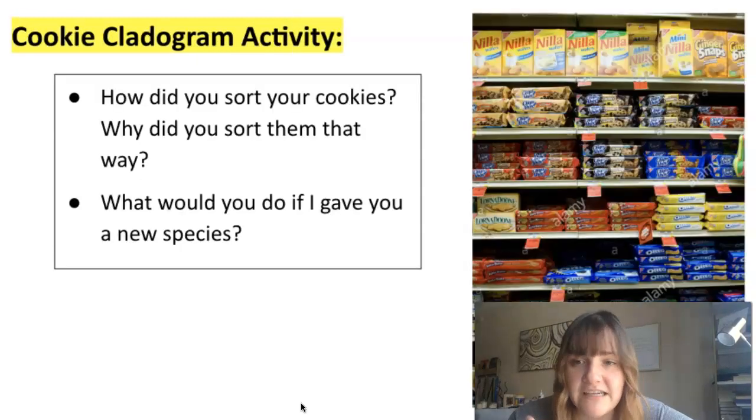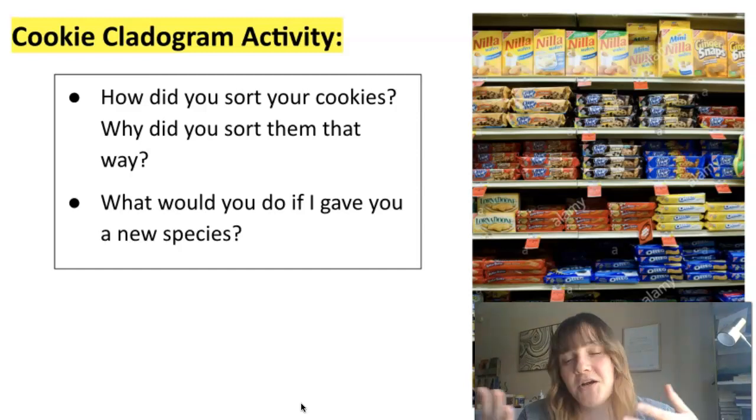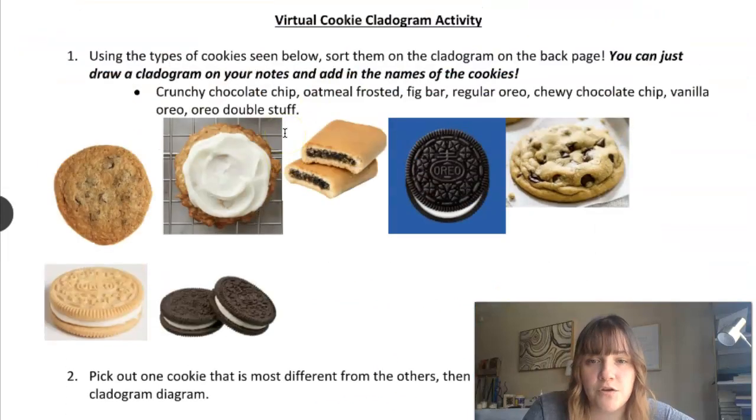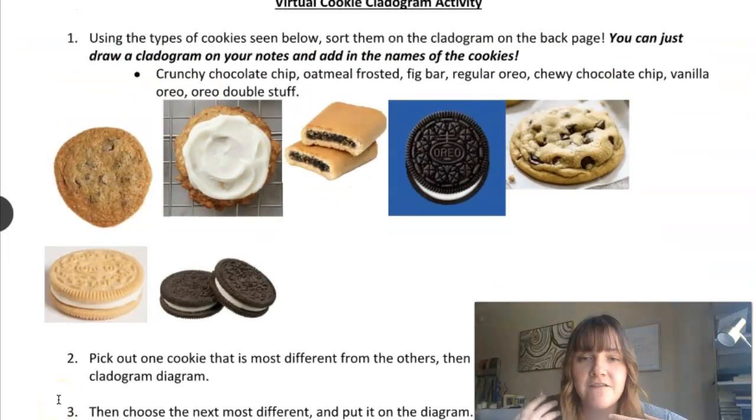Okay, the whole point of that activity was just for you to take time thinking about, okay, what similarities and differences do I look at in order to sort different species? So yes, I know that we're not talking about real species in that activity, you're talking about cookies, but what did you look at in order to sort them? A lot of people, when they sort these, the immediate one that they feel is really different is this fig Newton. Why? Hopefully a lot of you said, oh, it's different because the fig Newton is a square and the rest of them are circles. So I'm going to make fig Newton the most different.